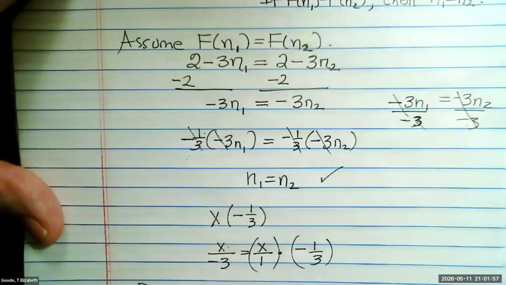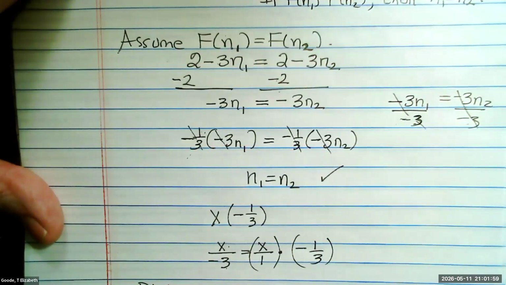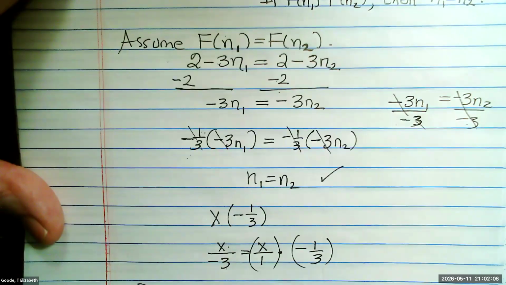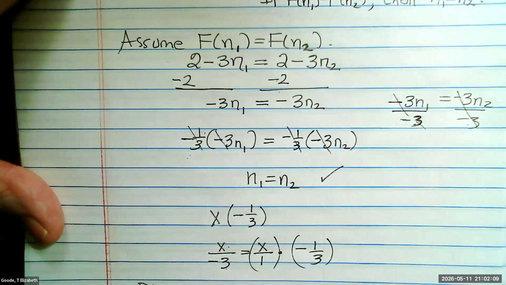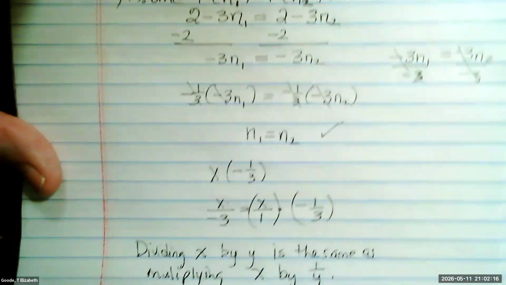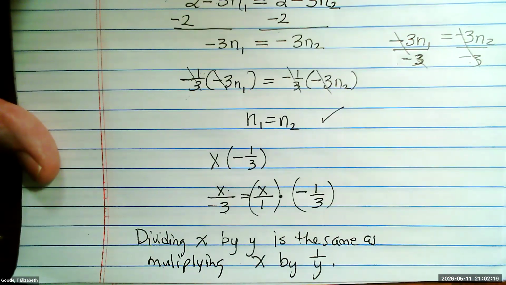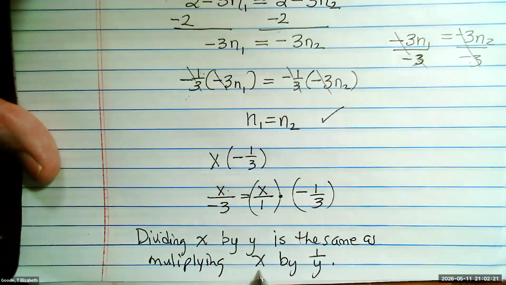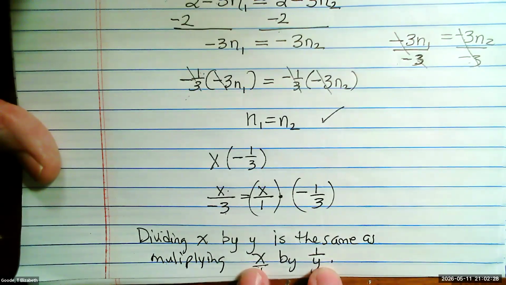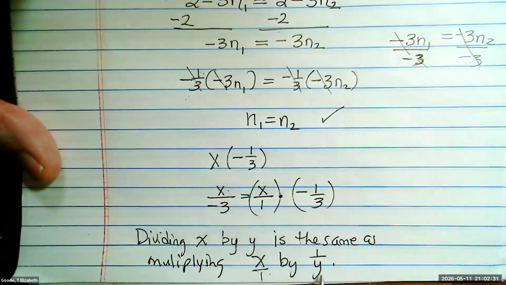Because when we're dividing, we're really multiplying by the reciprocal. Makes sense, yes. Dividing x by y is the same as multiplying x by 1 over y, because x is x over 1. And when we multiply two fractions, we multiply bikini style, right? Multiply the tops, multiply the bottoms.